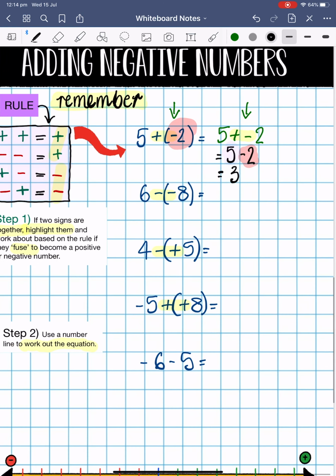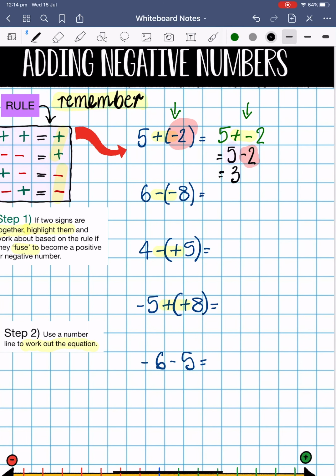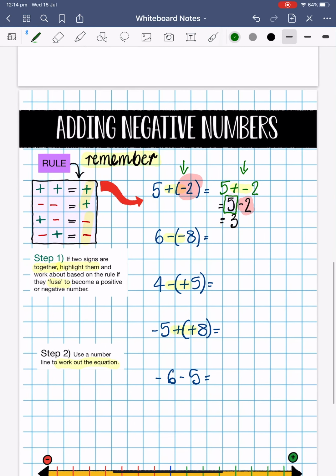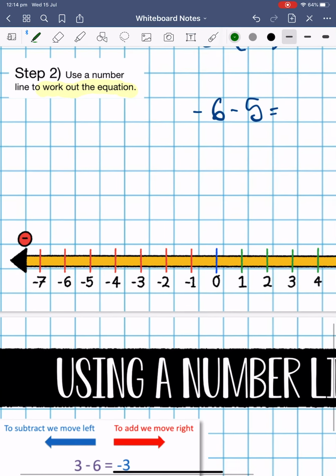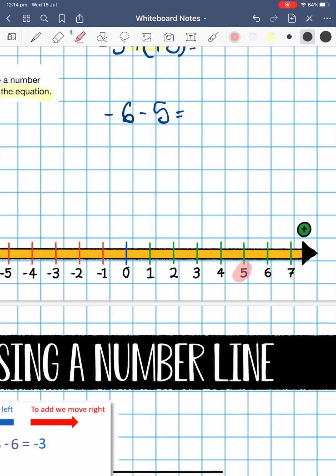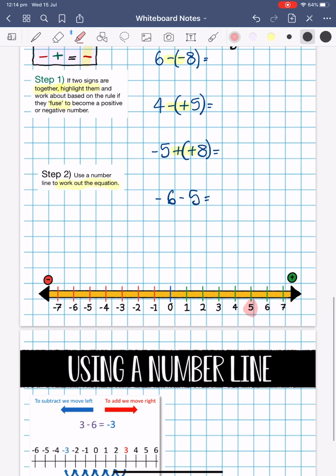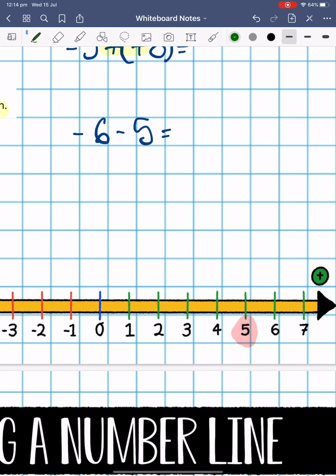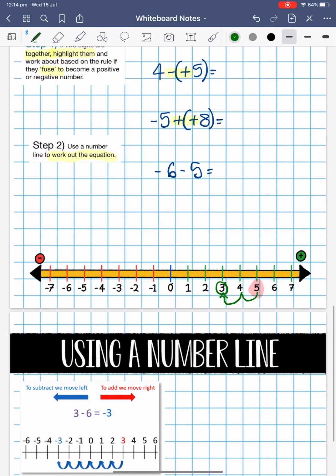But if you don't want to do it that way, there's another way. So you get your number line and you start here. So you start at the 5, and because we're minusing, we go backwards, left, okay, from 5. So we start here at the 5 and we go left 2 times because it's minus 2. We go 1, 2, and we get the same answer. This is where we are, okay? So either way works.